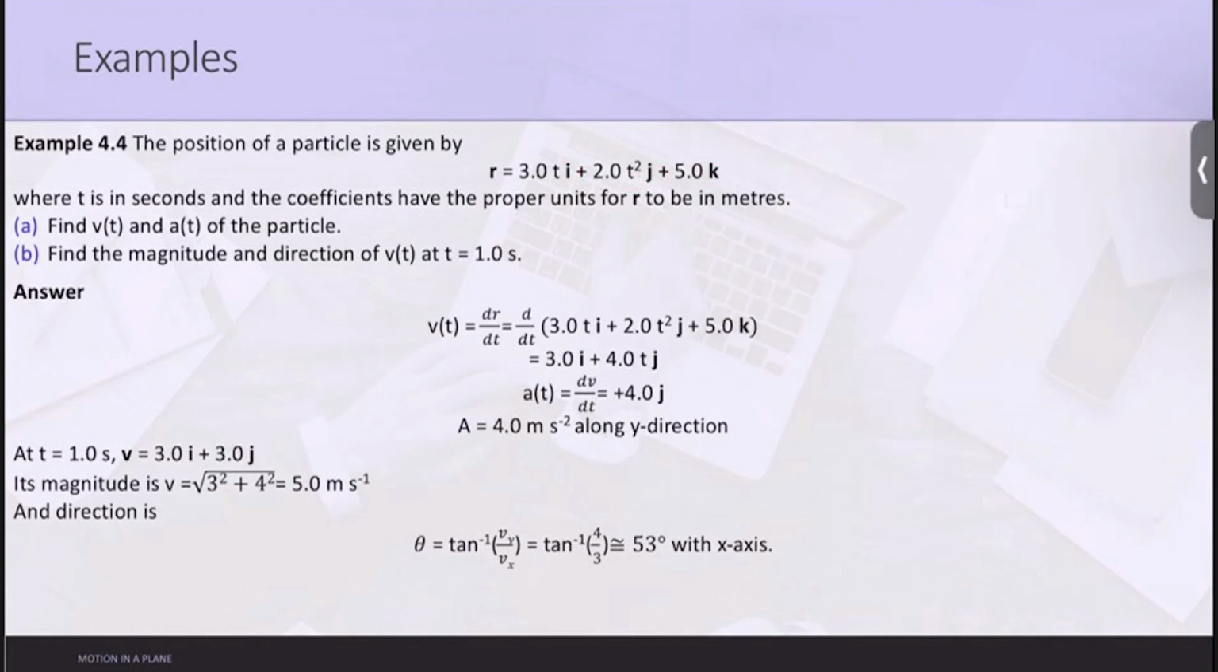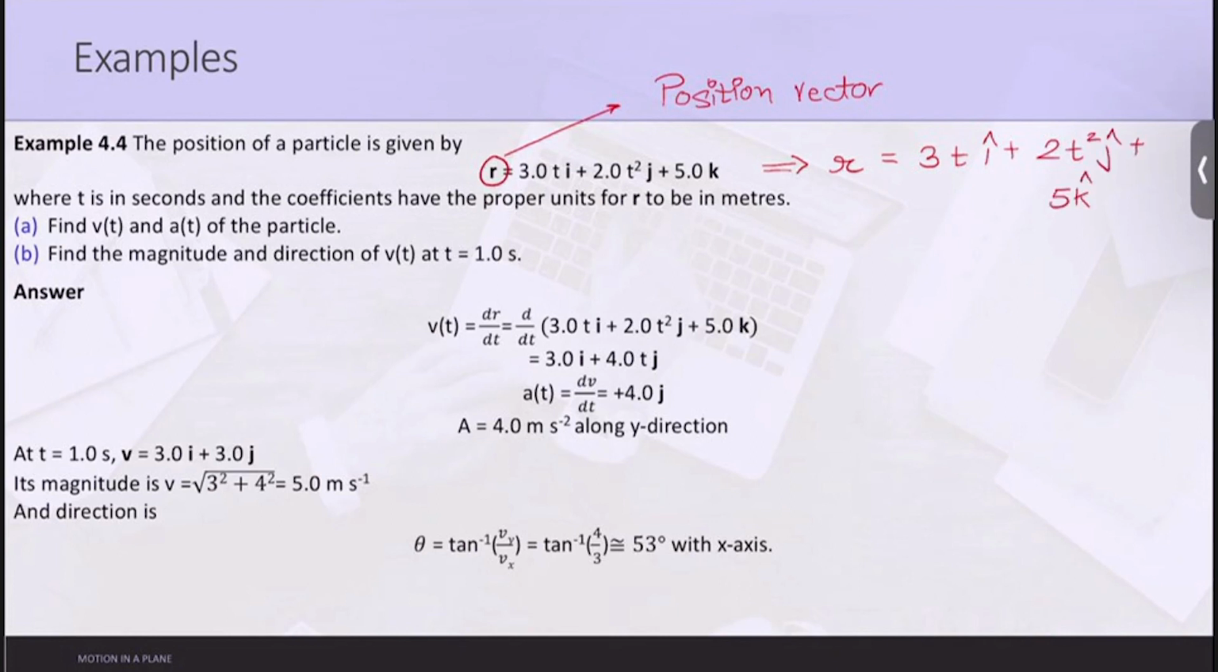Okay, fine. So we have the vector given here, that is r, which is a position vector. Let us understand more about the situation here. So what is r here? r is nothing but 3t i cap plus 2t square j cap plus 5k cap.